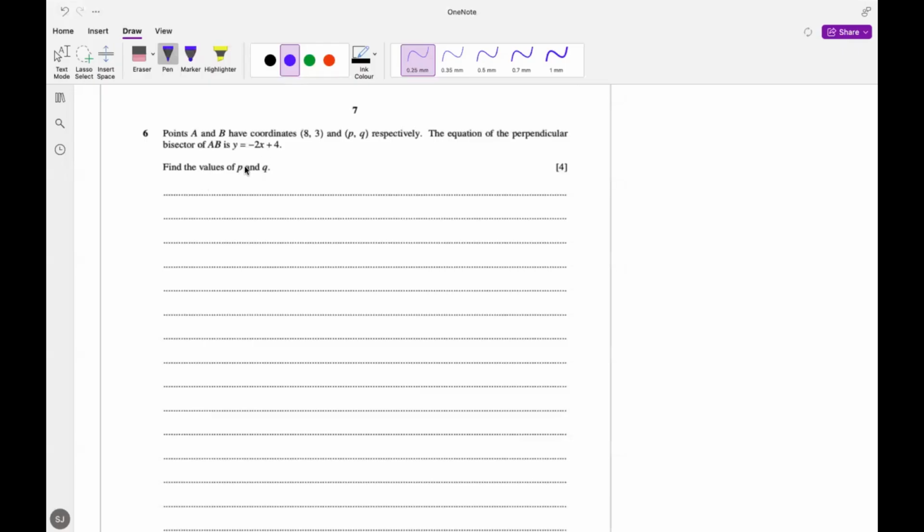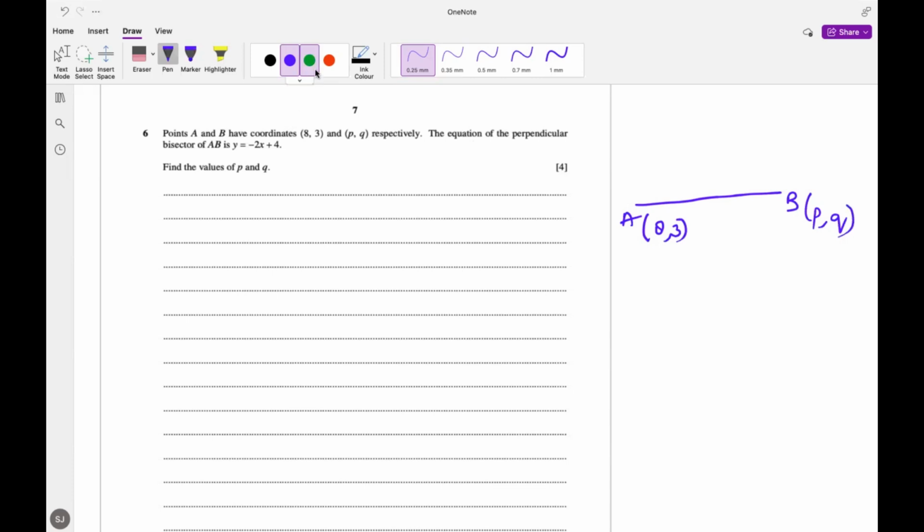In question 6, the points A and B have coordinates 8, 3 and P, Q respectively. The equation of the perpendicular bisector of AB is y equals to minus 2x plus 4. We have to find the values of P and Q. Now let's assume that we have a line A and B. The coordinates of A are 8, 3 and the coordinates of B are P, Q.